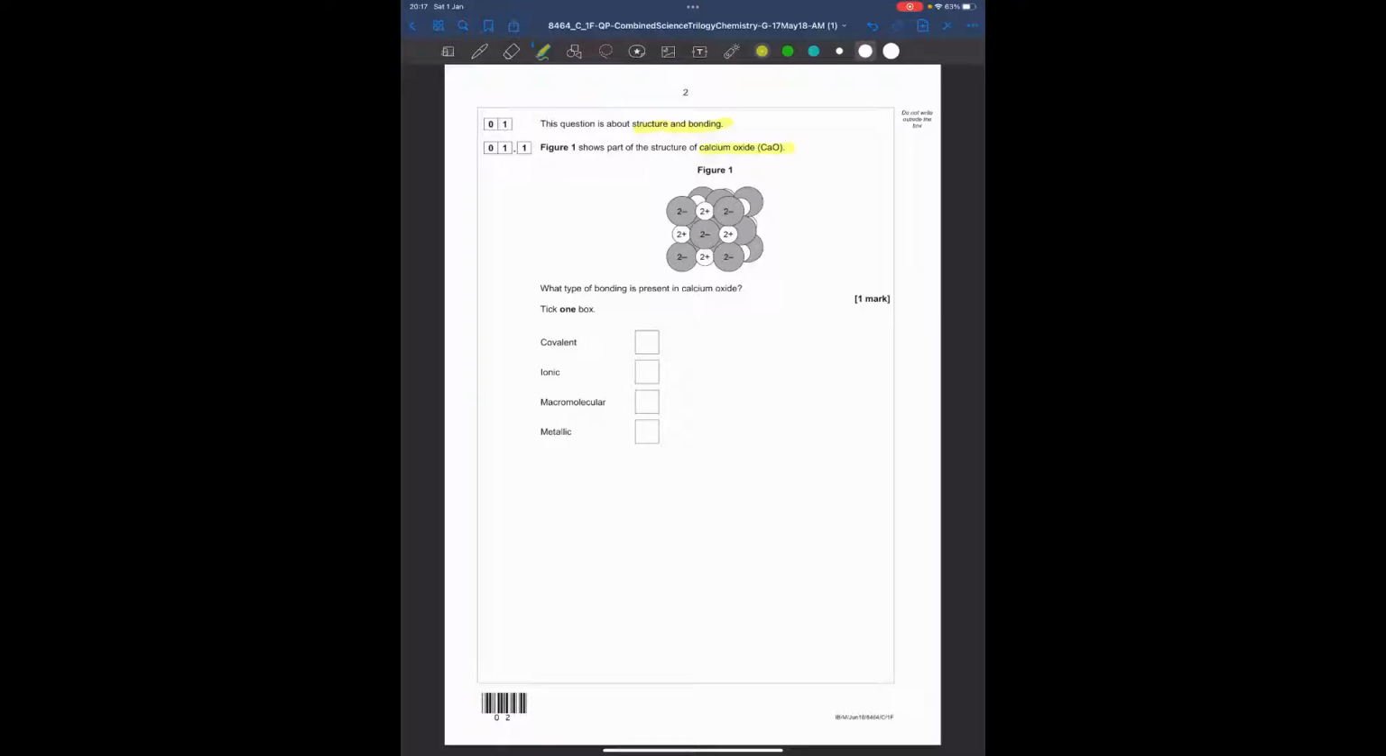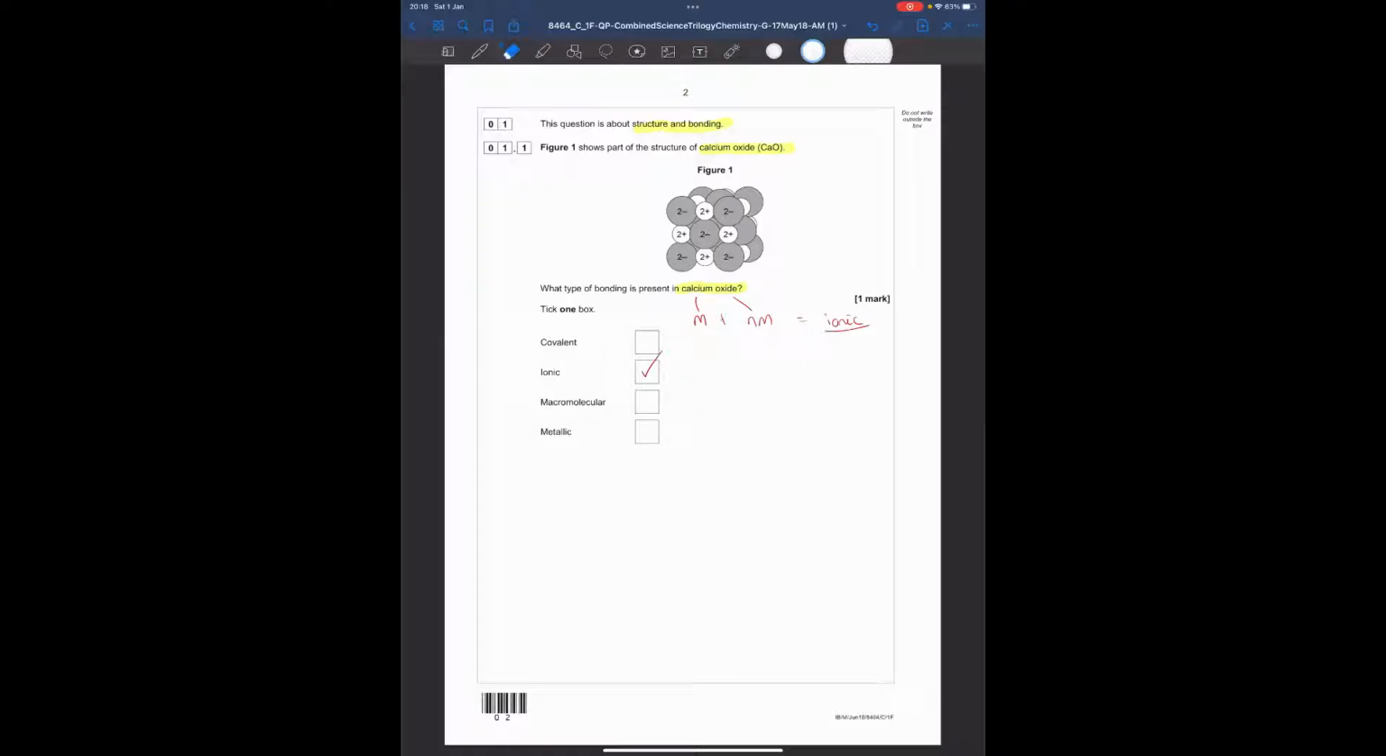What type of bonding is present in calcium oxide? So obviously you'll have the periodic table in front of you and you can identify that calcium is on the left side of the periodic table. So it is a metal, and oxygen is on the right hand side of the periodic table, therefore it's a non-metal. So you have a metal and a non-metal reacted together, and that always produces an ionic substance. So the answer is ionic.